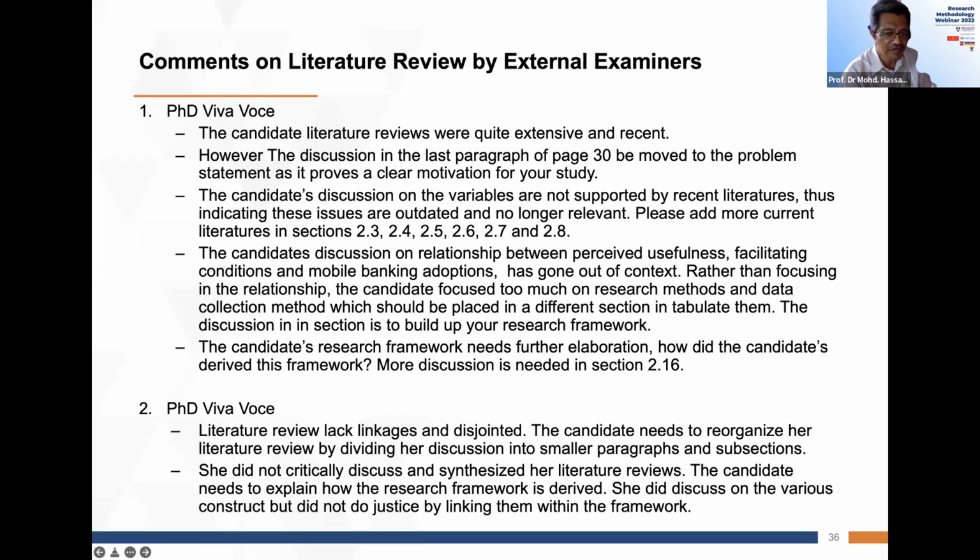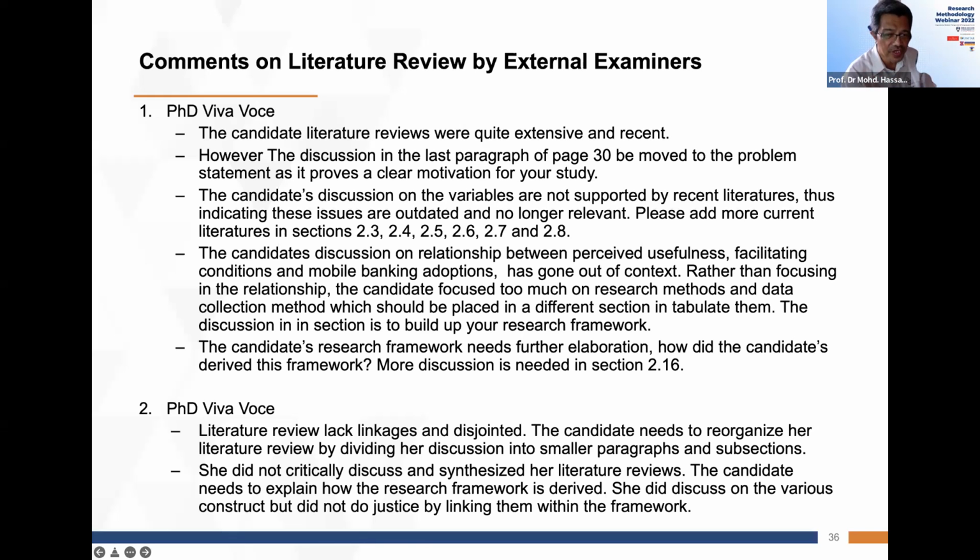The candidate's discussion on the variables is not supported. It is supported by literature, but not recent literature, thus indicating that these issues are outdated or no longer relevant. Perhaps, to support the variables in your research framework, your discussion is based on literature that is 5 years old, 4 years old, or maybe 10 years old, but there is no recent literature discussing whether these variables are still relevant or outdated.